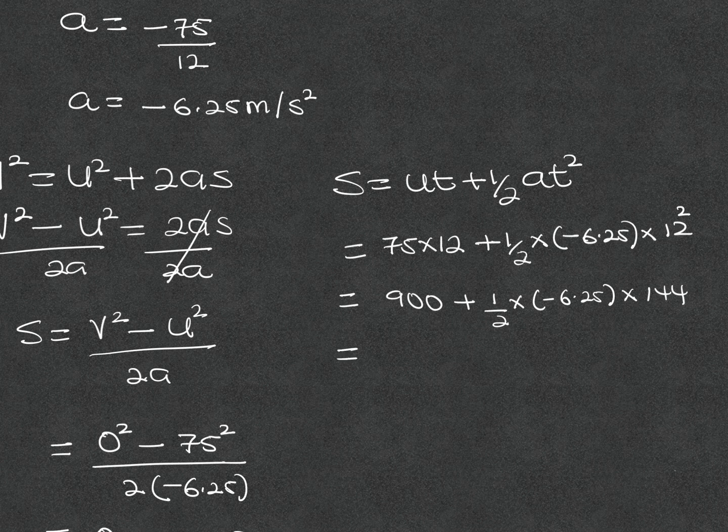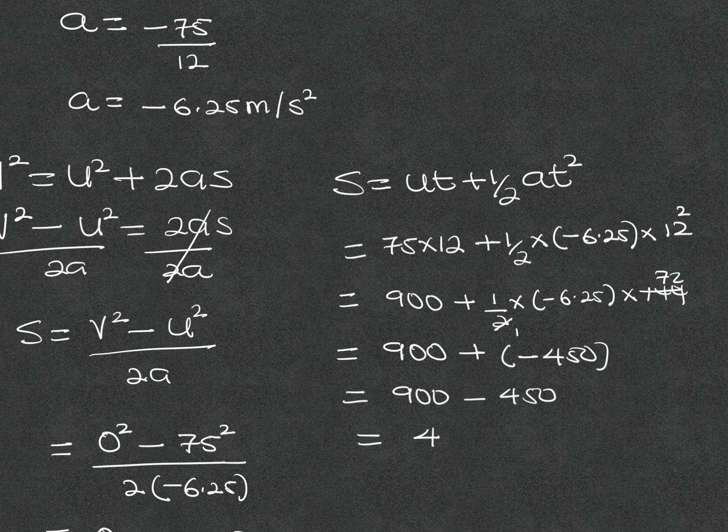So we're going to have 900 plus, so 2 into 144 is 72 times. All right, so we're going to have 1 times minus 6.25 times 72. That will be minus 450. So we're going to have 900 minus 450, and that will give us 450 meters.